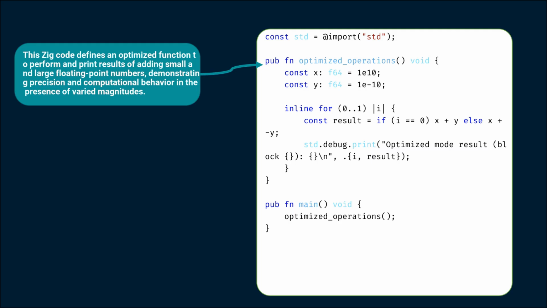This approach highlights how switching to optimized mode can not only enhance speed but also streamline feedback during testing, particularly when handling large datasets or complex numerical calculations. Finally, in the main function, we call optimized operations, invoking our defined computations and showcasing the efficacy of optimized floating point arithmetic in Zig.